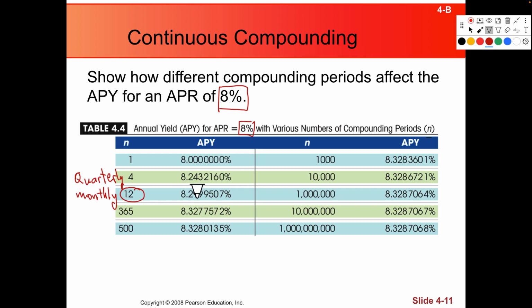12 is monthly. We're getting more. And it goes up. The 365 would be daily interest. If we paid your interest daily, you get like 8.327. And what you start to see is that the more and more often, if you do it, what's this? This is 1 billion times a year. It's almost continuous. You can kind of see that the effect on the interest rate basically levels off. You only get so much of an effect.